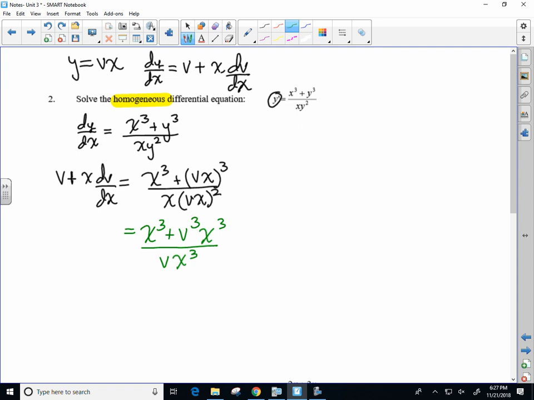All right. Now, just like the last one, and this is how it works. This is kind of the reason why we do this. You should get a nice cancellation on the right-hand side. If it doesn't happen, you start questioning whether you did it right. So dividing everything by x cubed gives us 1 plus v cubed over v.